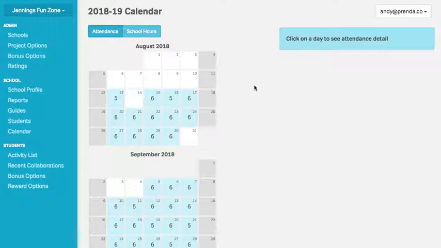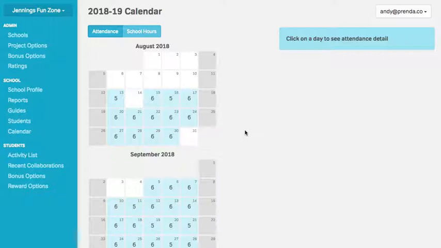So, the calendar page is important because it allows us to calculate the number of educational hours that happened at a given school on a given day. The way that we do that is by calculating how many students attended on a given day multiplied by the number of hours that the school ran on that day. So the calendar page allows us to do that.